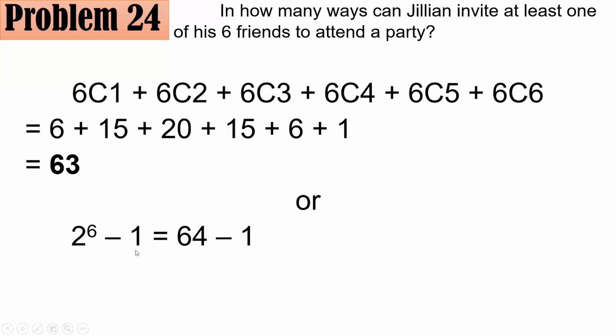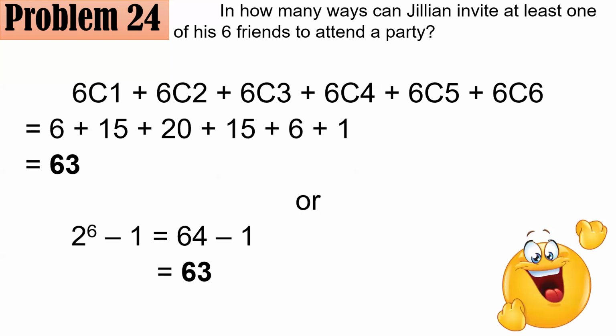Okay, so there's one way for you to choose none out of those objects. So 2 raised to 6 is 64. Subtract by 1 because that one case is you will take nothing, and that still gives you 63. So you see, we have 2 different approaches, but still the same correct answer.